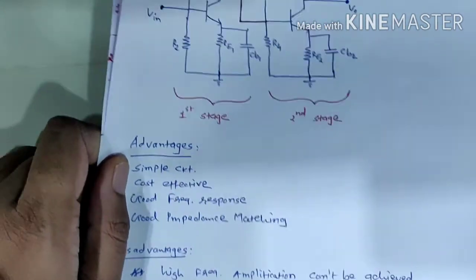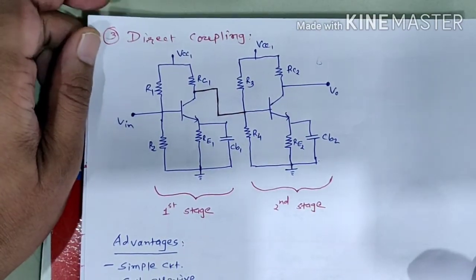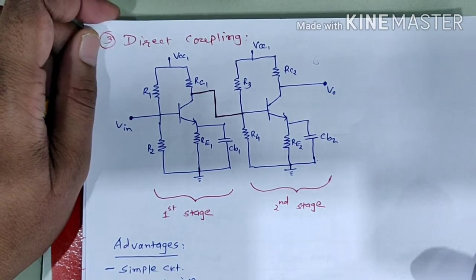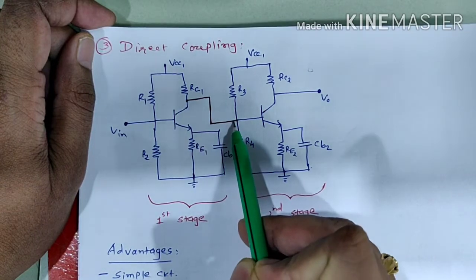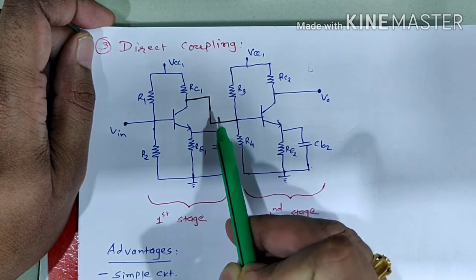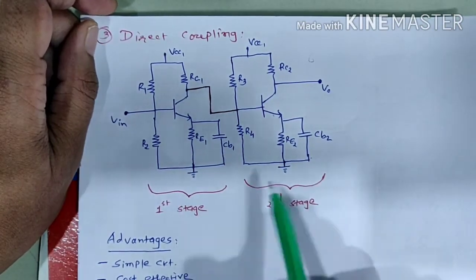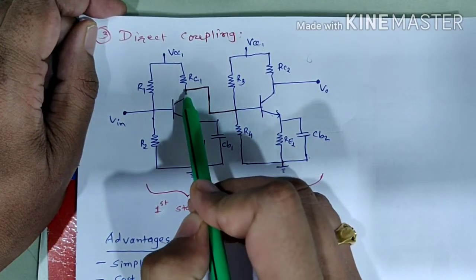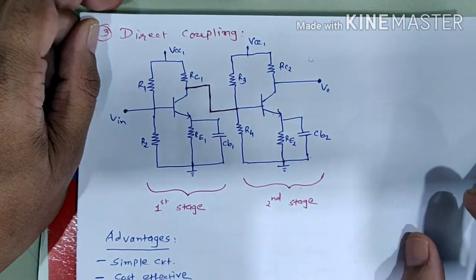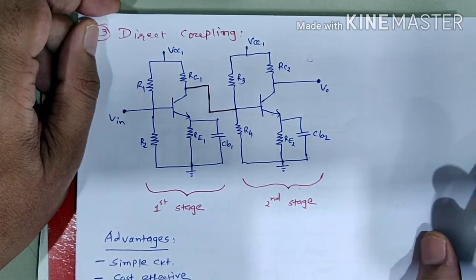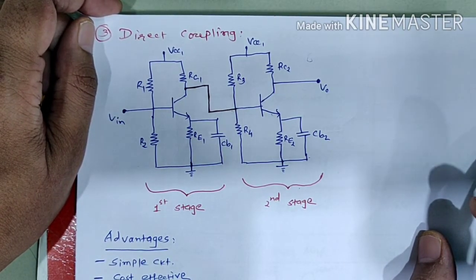Now let us discuss the third technique of coupling, which is called direct coupling. It is a very easy circuit. In this particular circuit, we are not connecting any element as a coupling element to connect the first stage and the second stage. So this is the first stage, this is the second stage. Here we have directly connected the output of the first stage to the input of the second stage, so there is no component required to couple the multiple stages.